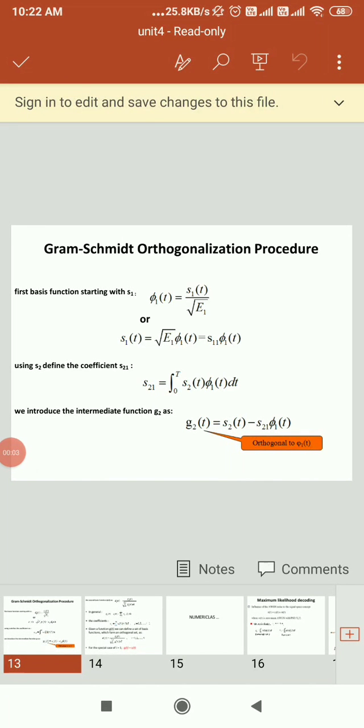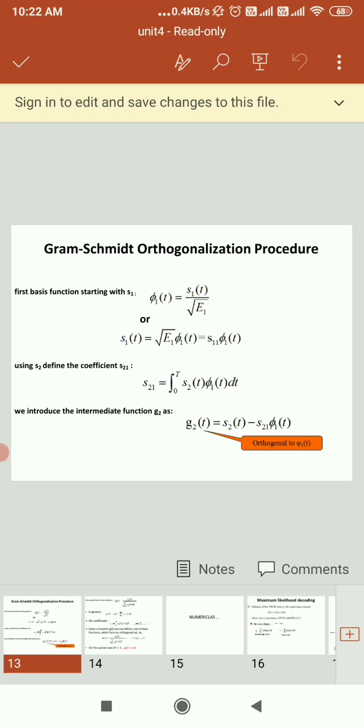Good morning. Here we were studying the Gram-Schmidt orthogonalization process. So here we have seen GSO states that any set of m energy signals Si of t can be expressed as a linear combination of n orthogonal basis functions. But here we require the n value to be less than or equal to m.